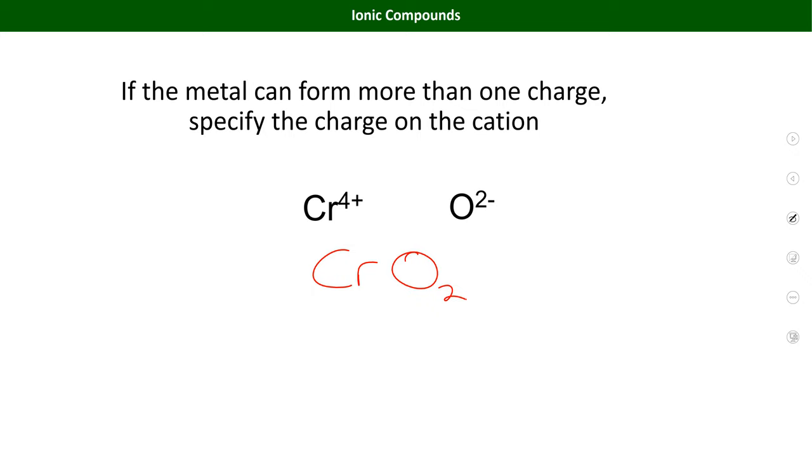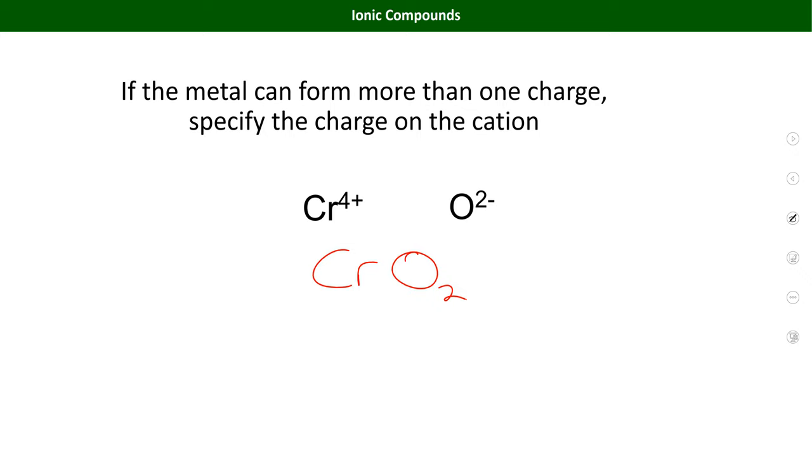Chromium can have, I think this chromium is one of the ones that can have seven different possible oxidation states. It can have everything from being neutral all the way up to a plus five. If I'm remembering correctly, I might be thinking of manganese. Either way, it has a bunch of different oxidation states. So if we're trying to name it so that whoever looks at our name can write down the correct formula, we just specify the charge when we say this.